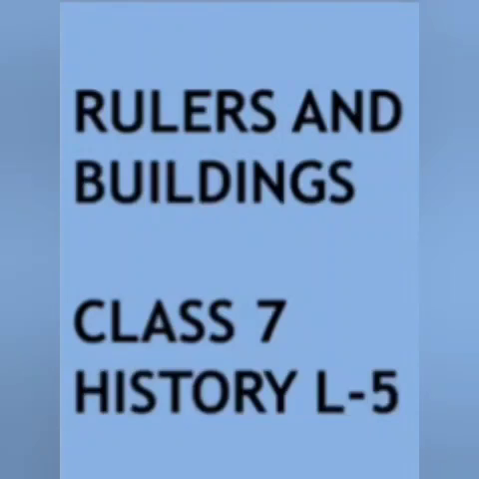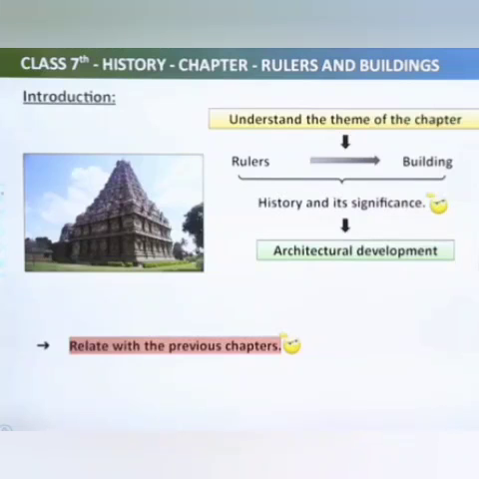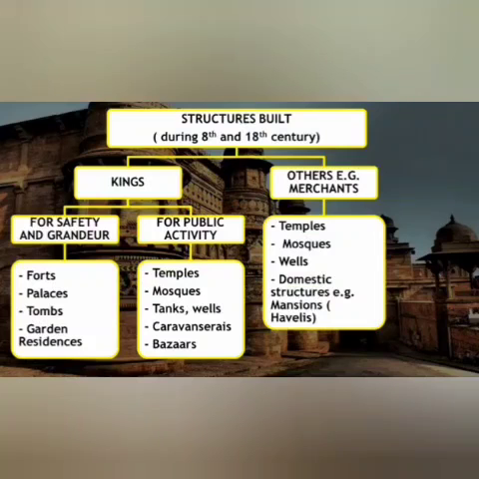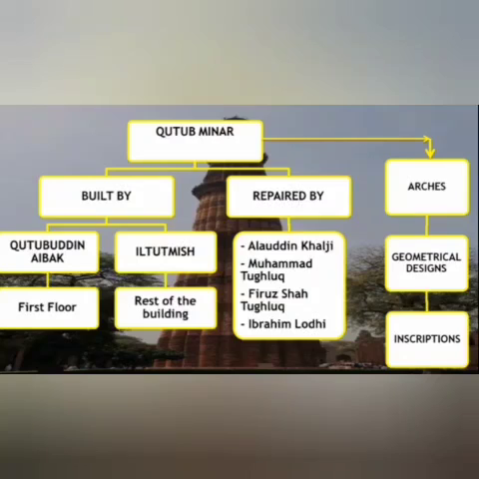So students, in the previous session, we had talked about lesson number 5 of history, that is Rulers and Buildings. In that, we had related this chapter with the previous chapters, the Delhi Sultans and Mughal Empire, like how they made their forts, their temples, their masjids and all, what structure, what style they used. We had seen the Qutub Minar example, how it was made, by whom it was made.